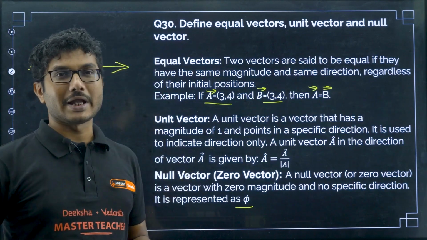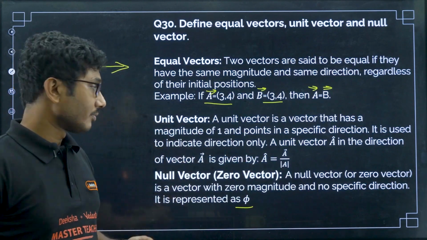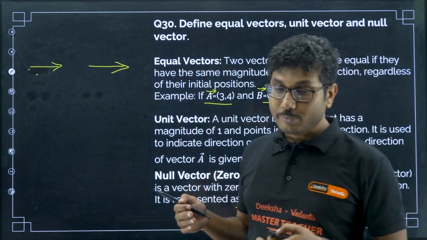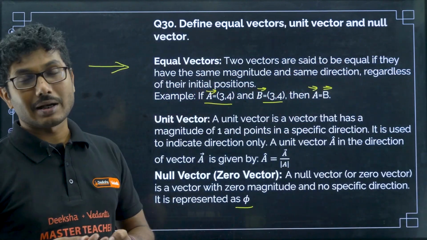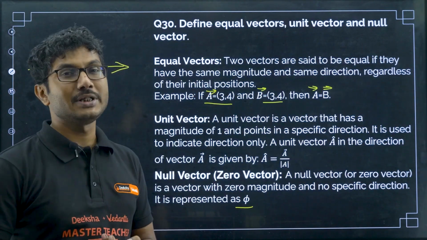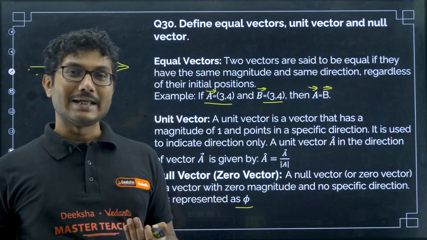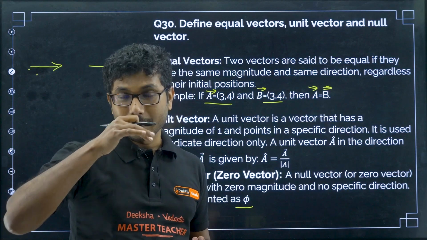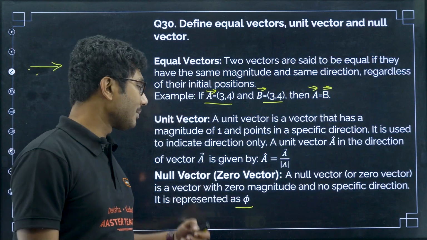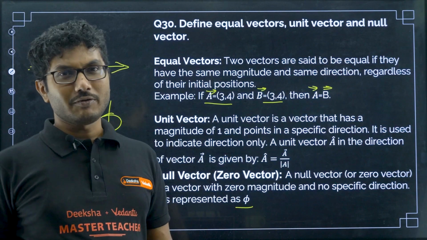So there is no particular sense of direction, but the magnitude is 0. For example, if you do the cross product of two parallel vectors, the cross product is definitely a vector quantity, but it is 0, because sin 0 is 0. A cross B is AB sin theta, so sin theta being 0 means the vector itself is 0. But it is a vector quantity, so you have to denote it with a particular symbol, 0 with its belly cut, the symbol of the null vector.